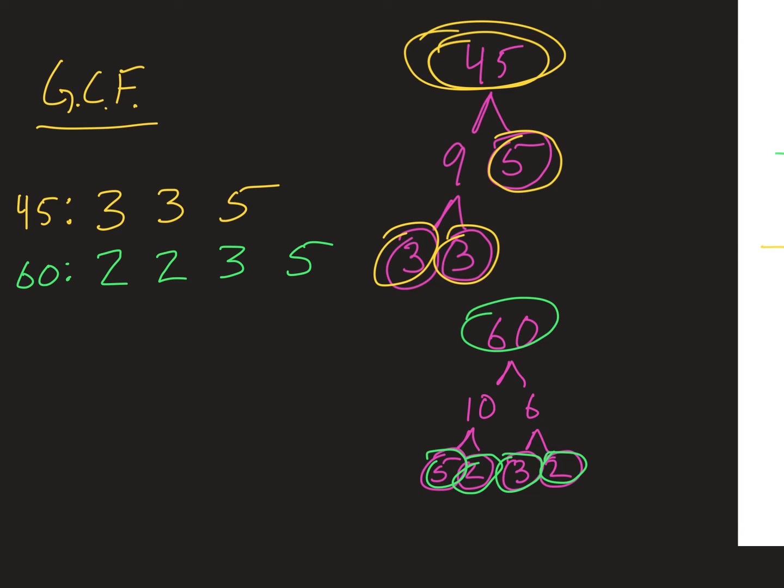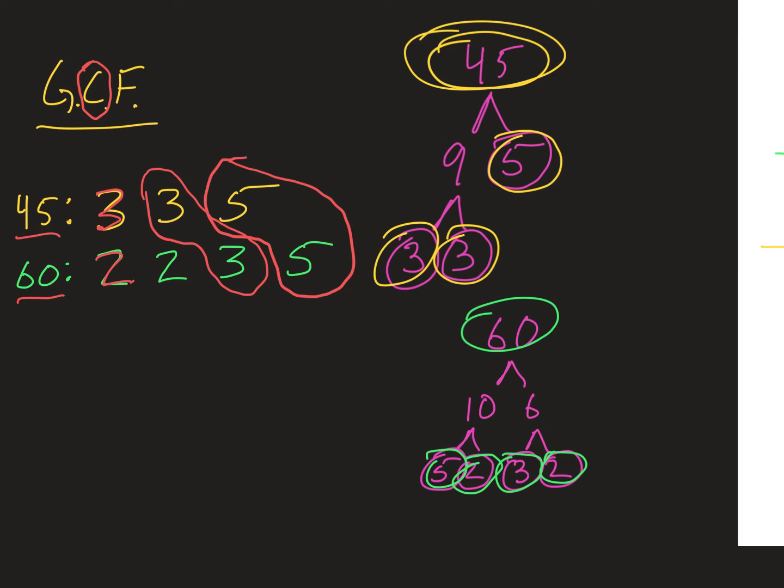You need to find the common factors first. And when you do, you're going to circle them. Okay? So what does the number 45 and 60 have in common? They have the 3s in common, and they have the 5 in common. Okay? So those are common factors. You'll notice that the 2 here, there is no 2 up above. And the 3 down here, there's only 1 3, so we can't circle both.